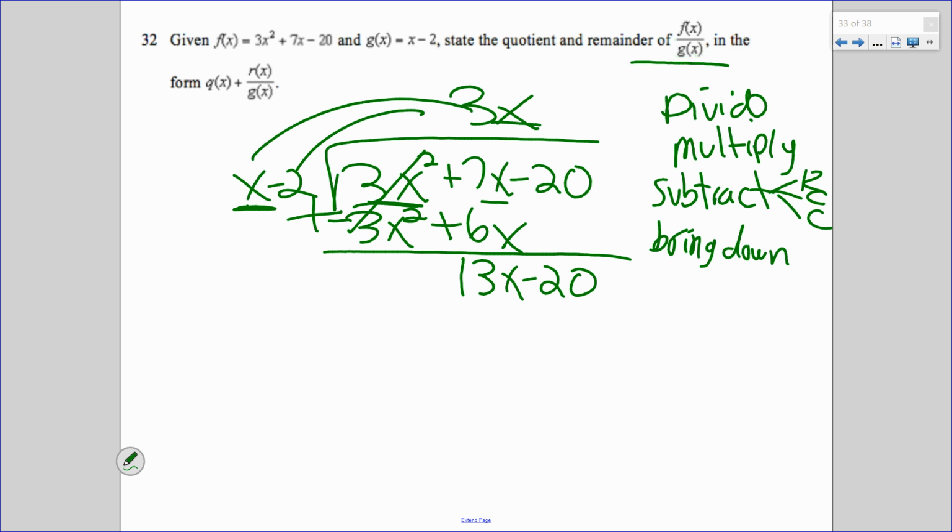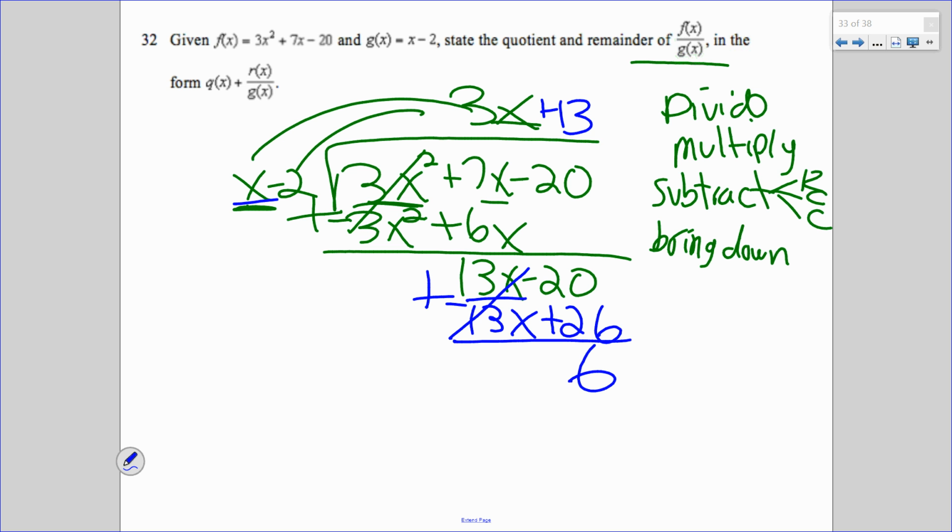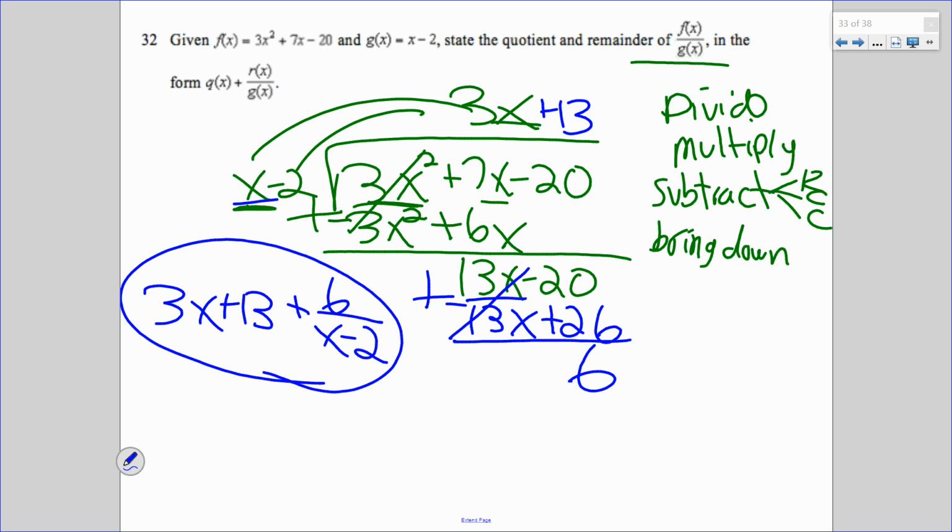Now repeat the cycle. Divide 13x by x. That's 13. Multiply: 13x minus 26. Subtract. Keep, change. Cancels. I'm left with 6. That's my remainder. So I put my quotient, 3x plus 13, plus 6 over x minus 2. Make sure you put your remainder over your divisor. That's what this means right here.